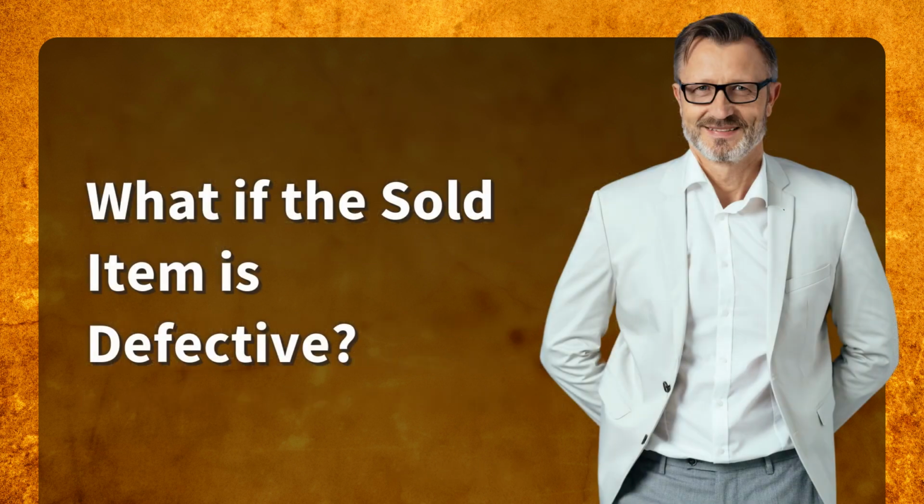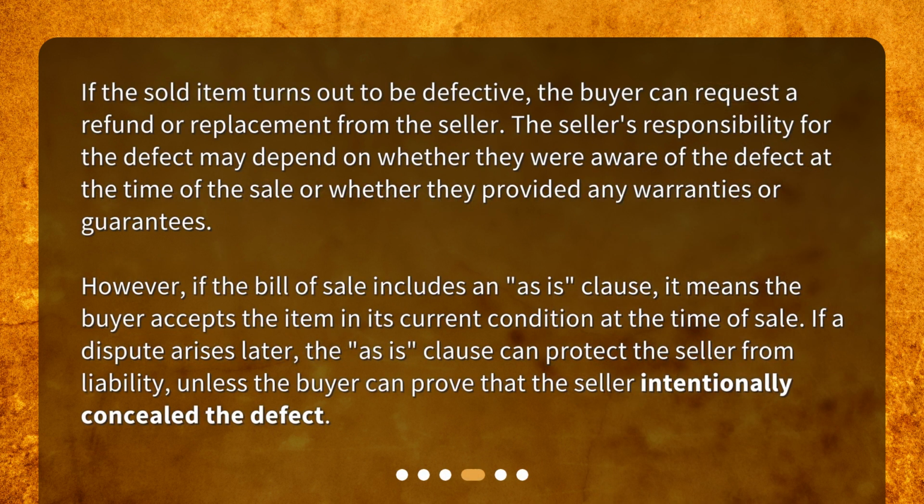What if the sold item is defective? If the sold item turns out to be defective, the buyer can request a refund or replacement from the seller. The seller's responsibility for the defect may depend on whether they were aware of the defect at the time of the sale or whether they provided any warranties or guarantees. However, if the bill of sale includes an as-is clause, it means the buyer accepts the item in its current condition at the time of sale. If a dispute arises later, the as-is clause can protect the seller from liability, unless the buyer can prove that the seller intentionally concealed the defect.